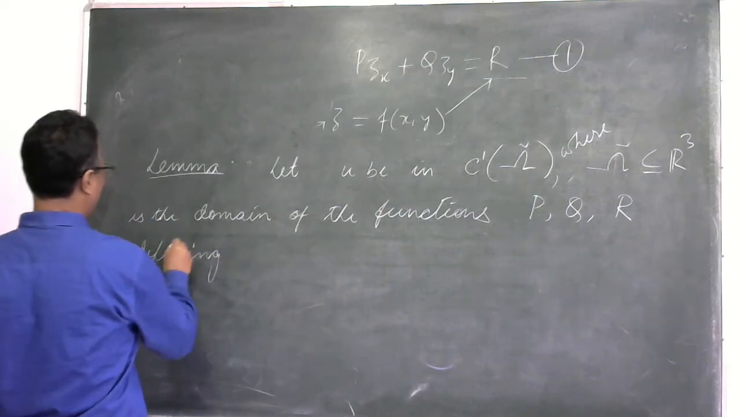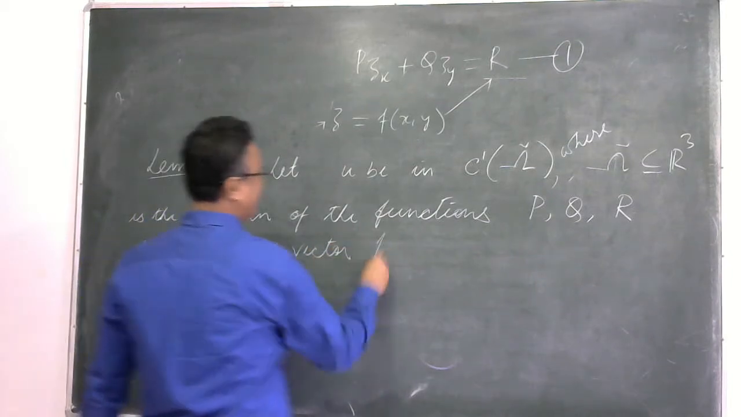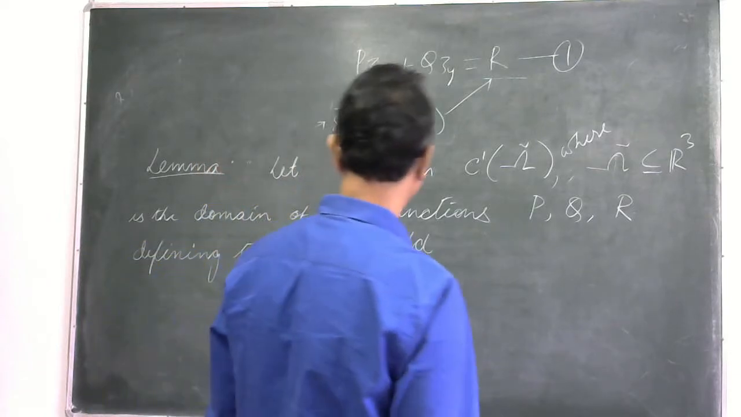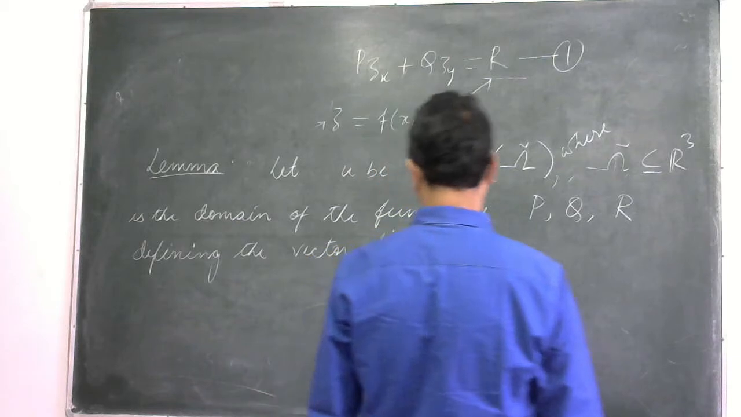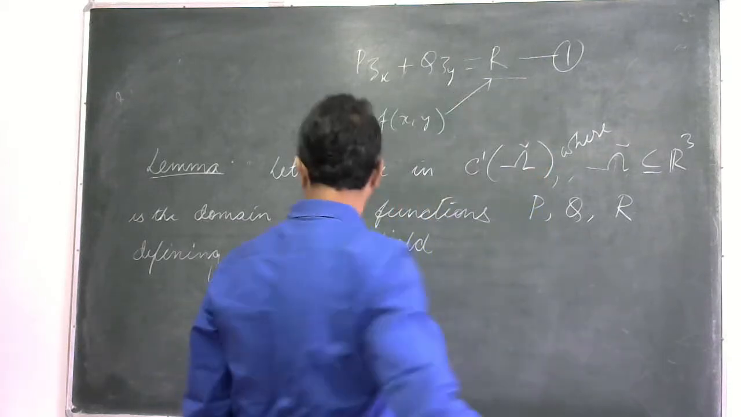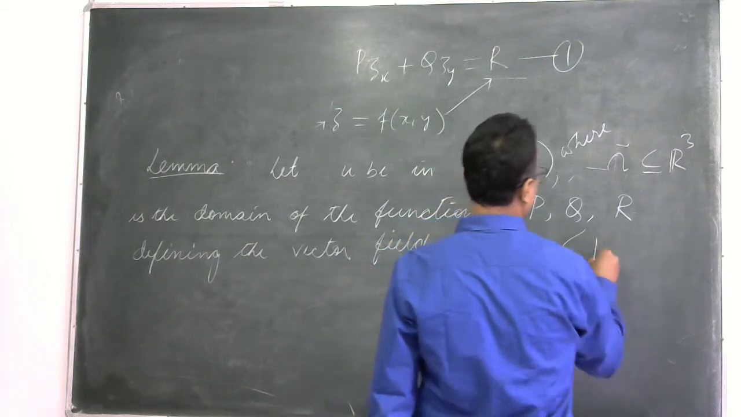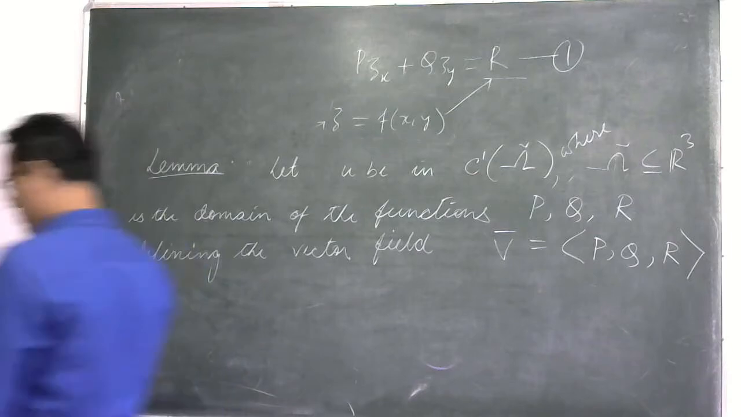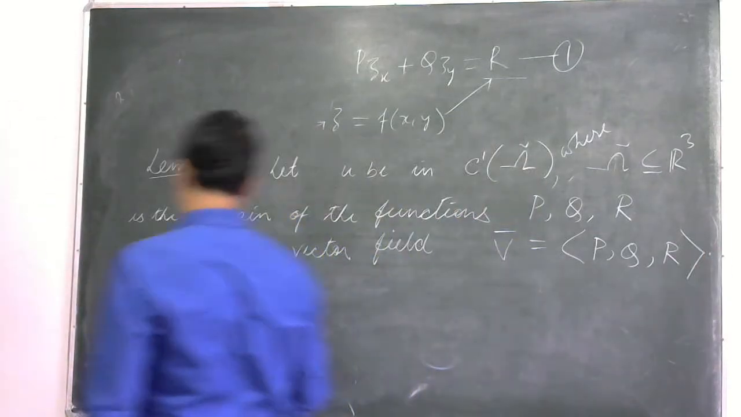In that book they have referred to so many equations that we seem to get lost in those, so that is why I'm writing it on my own, defining the vector field V equal to (P, Q, R). Okay, fine.